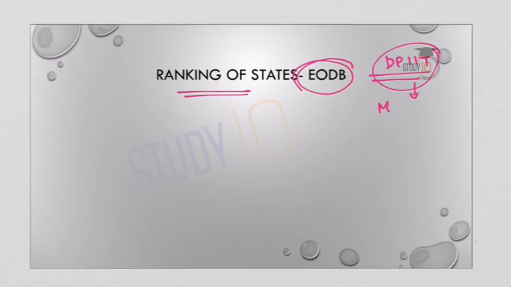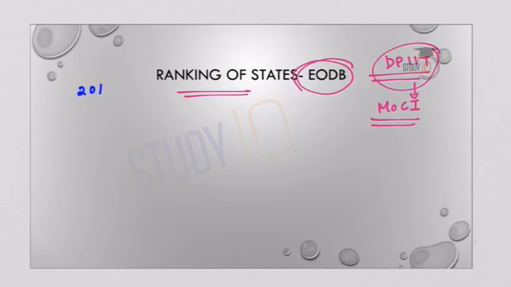It comes under the Ministry of Commerce and Industry, and it has released the final rankings of states in the ease of doing business. So this ranking of states according to the ease of doing business is conducted by DPIIT, and it has ranked various states on how easy it is to conduct business in that state. So we will see which are the topmost states in 2017.